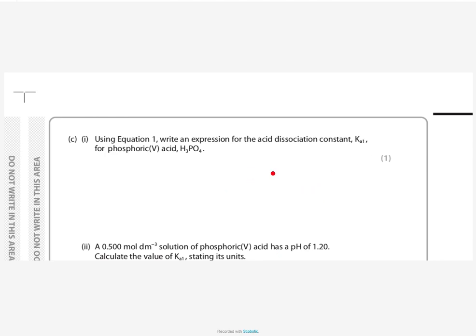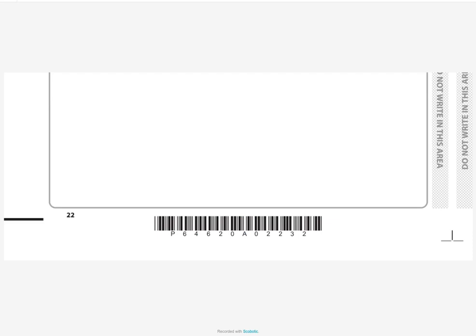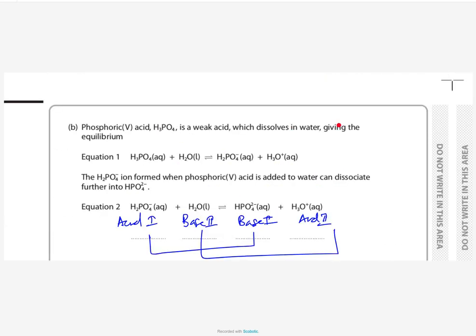Using equation 1, write the expression for the acid dissociation constant Ka1 for phosphoric acid. Equation 1, I'm going to write it here. H2PO4⁻, you have to include H3O⁺, but you don't include water. Why we don't include water? Two reasons. One is different physical state. Second, water is a solvent, not a reactant, so water is not included there.